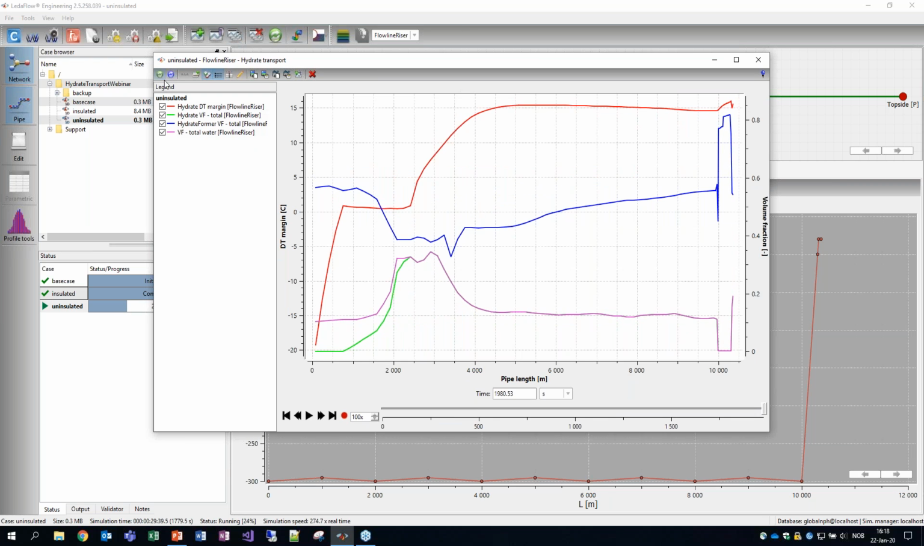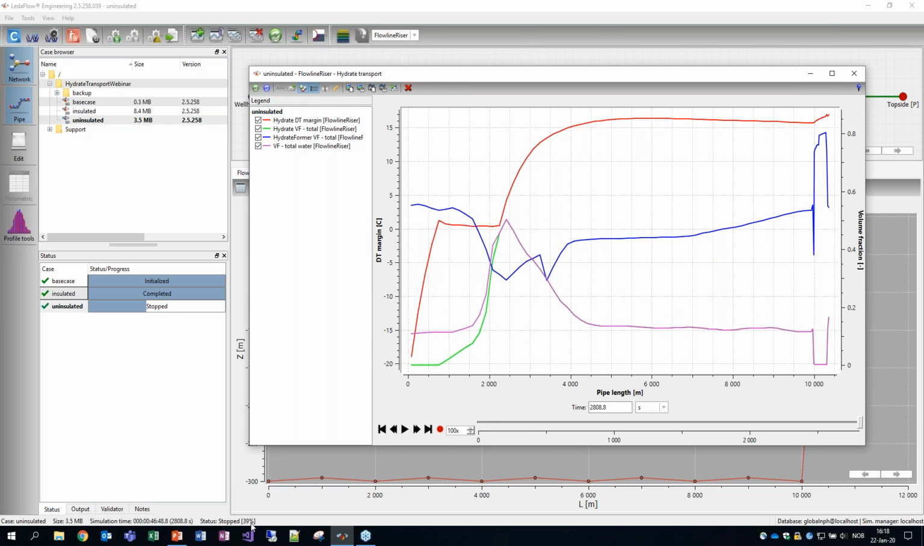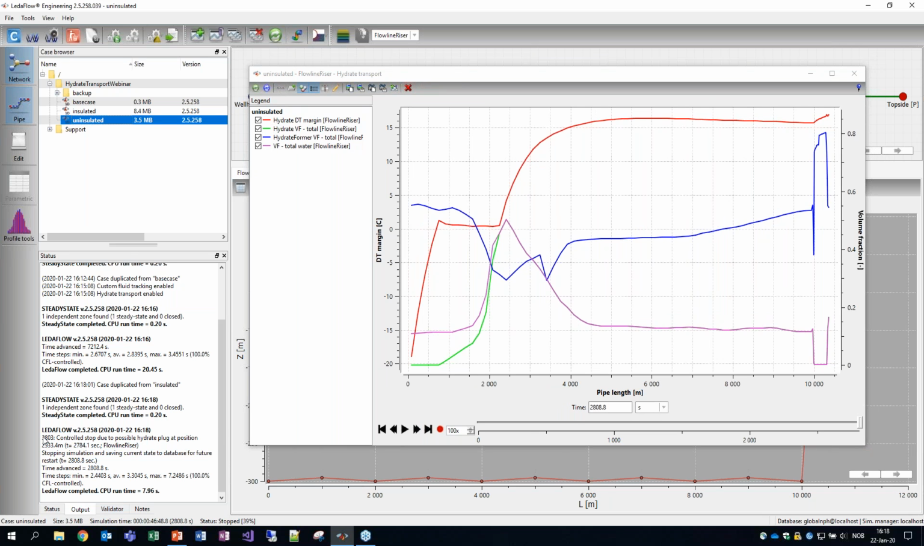And here we can see what is going on. The hydrate reaction is occurring much sooner in the pipe because there's much more heat transfer. And we can also see that the simulation actually stopped. That is because of the stop criterion that we've used. We can see that here in the output window that this is a controlled stop due to a possible hydrate plug. And that is because we formed 50% hydrates at this point in the pipeline.